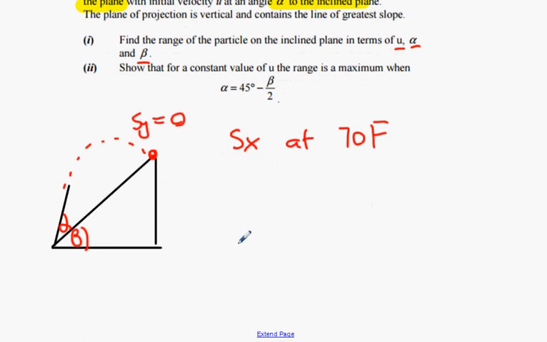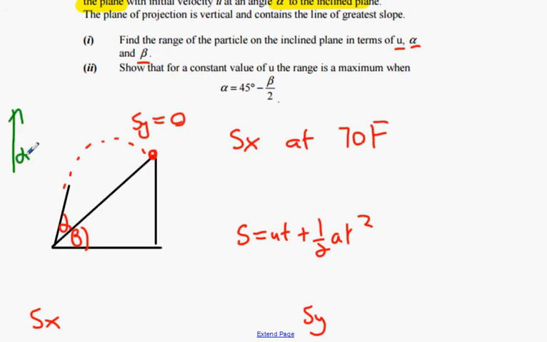So what we'll do is S equals ut plus a half at squared. And my whole job is finding Sx and Sy. That's what I need to find. So let's start by doing our velocity triangle. So our alpha is here.